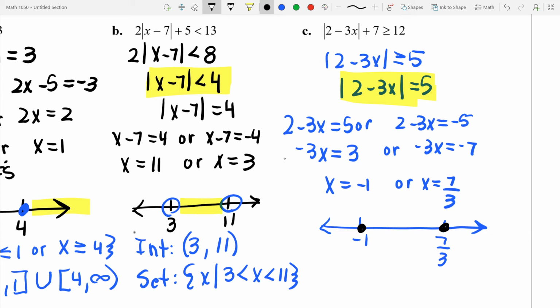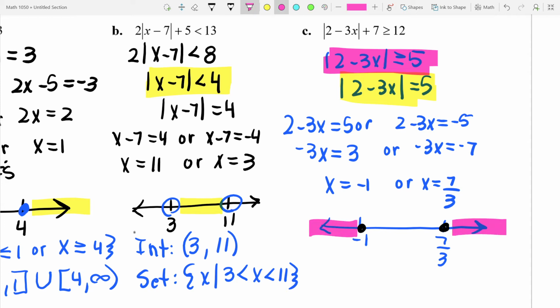So 3 times 0 is a 0. 2 minus 0 is a 2. Oops, not there. Sorry, I highlighted the wrong thing. Test from here, the pink right there. So let me do it again. If x is a 0, negative 3 times 0 is a 0. 2 minus 0 is a 2. Absolute value of 2 is a 2. Is 2 bigger than 5? No. So it's going to be false. So it's going to be the outside. Okay?